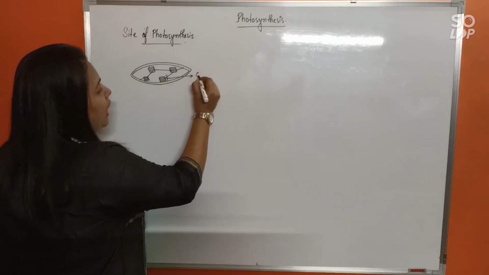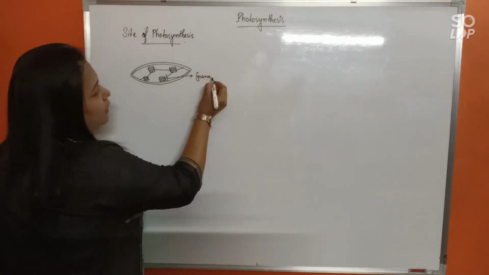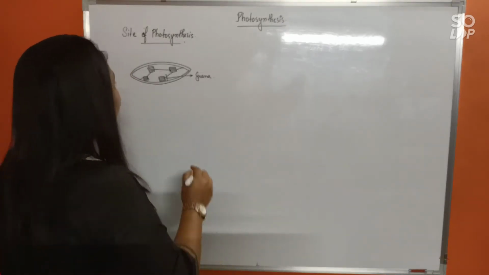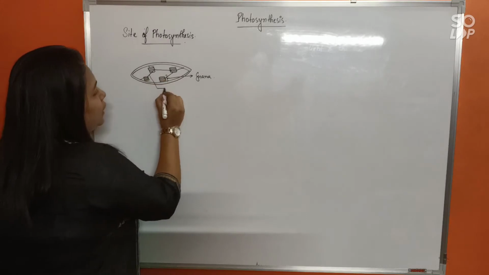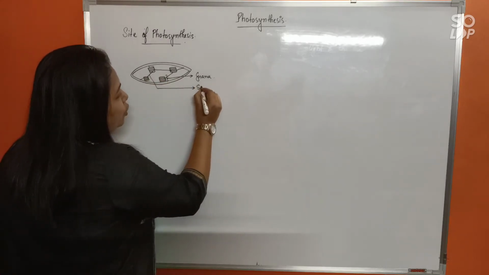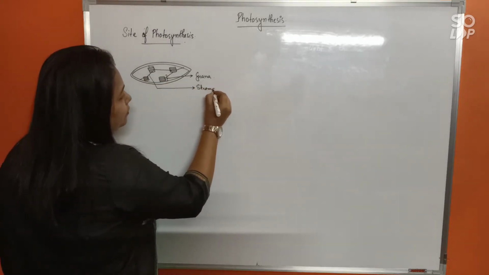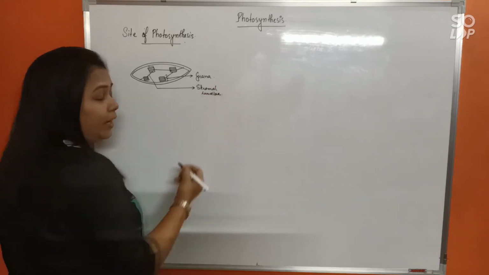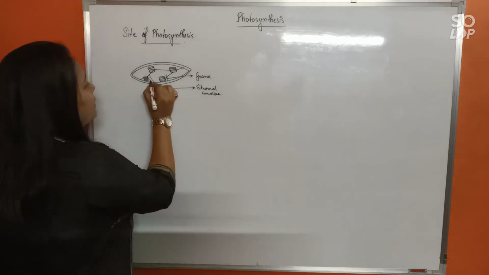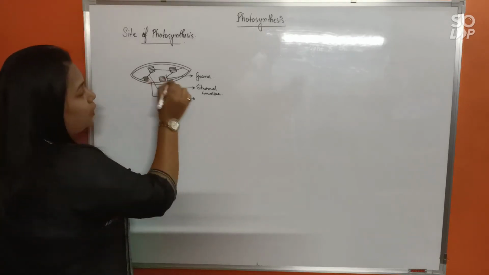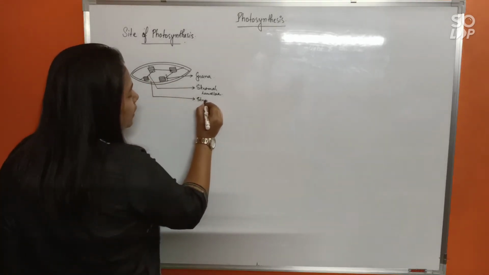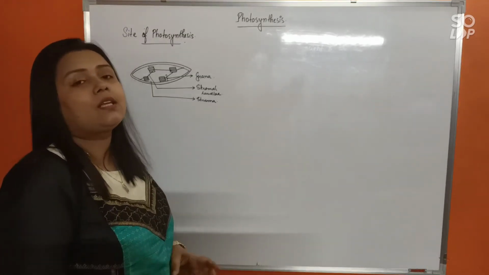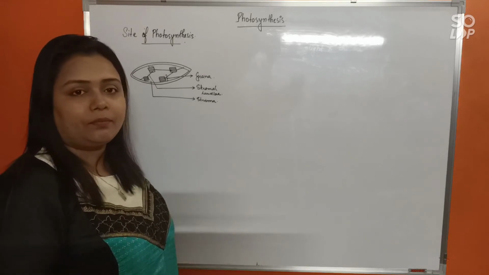This is called the grana, that is formed by piles of thylakoids stacked upon one another. These are the interconnections between the grana called stromal lamellae. We can also call them frets. And finally is the matrix of the chloroplast, which is called the stroma. So we can say that mostly the chloroplast consists of two parts, grana and stroma, isn't it?